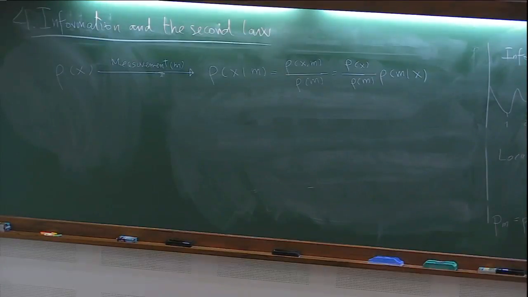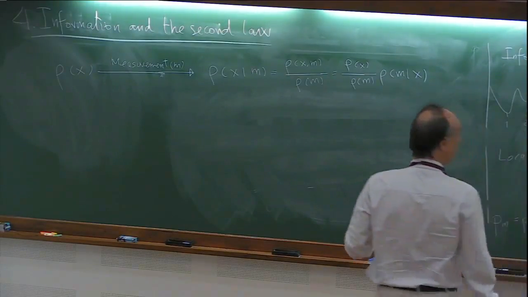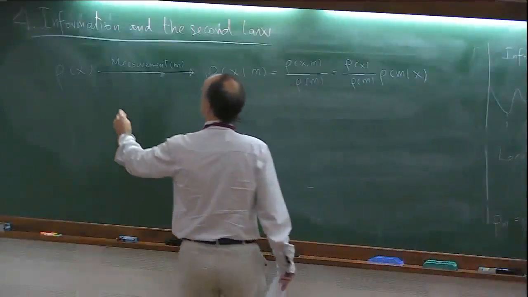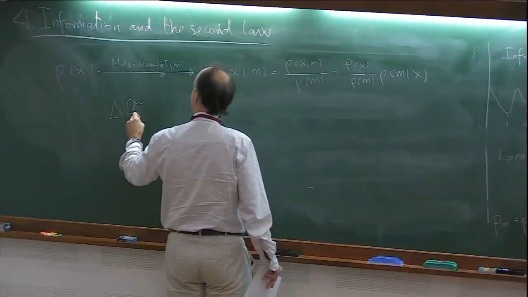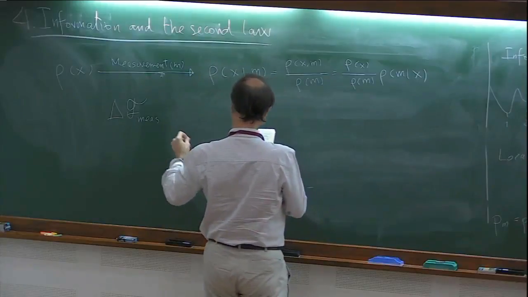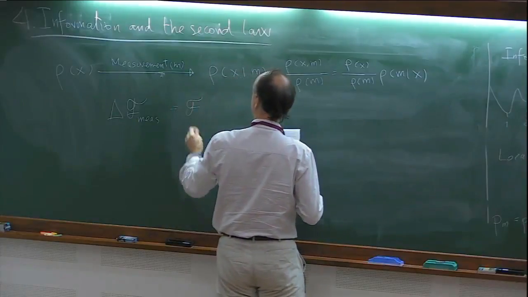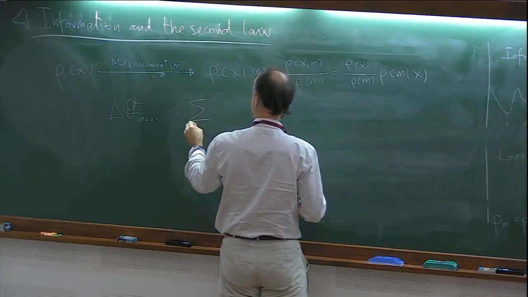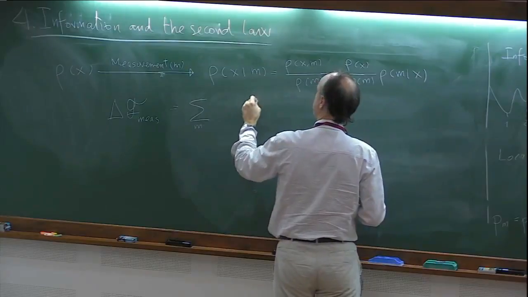So now we can see what is the effect of measuring in a system, and this is actually not restricted to these informational states. This could be for any system. We can calculate the increment of free energy in the measurement, which is just the final one minus the initial one. And the final one will be this.